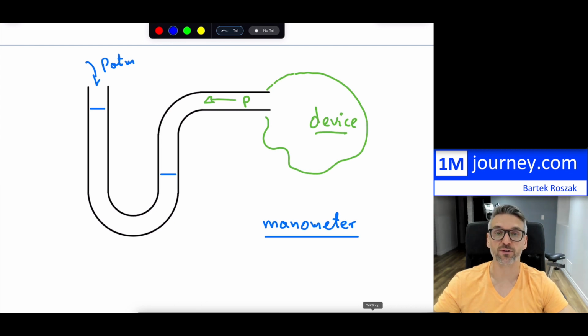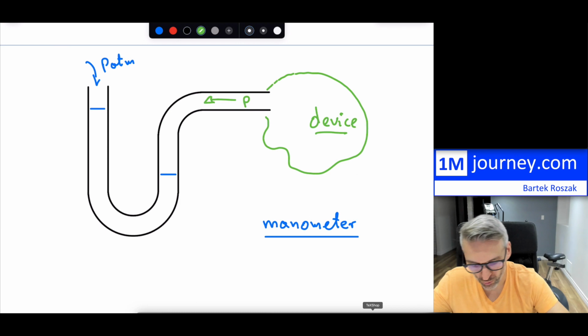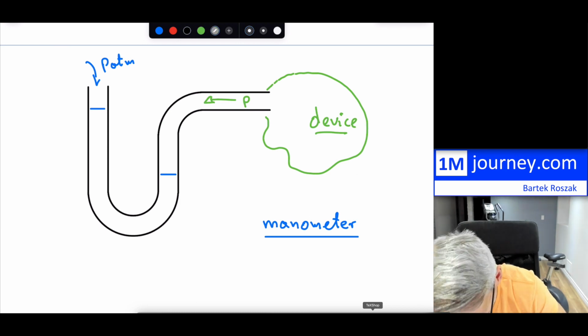Hint, like for instance, reading a heart kind of pressure, okay? So your blood pressure that you have. So let me break this down for you. How would you attempt to solve this? So first of all, what do we know?